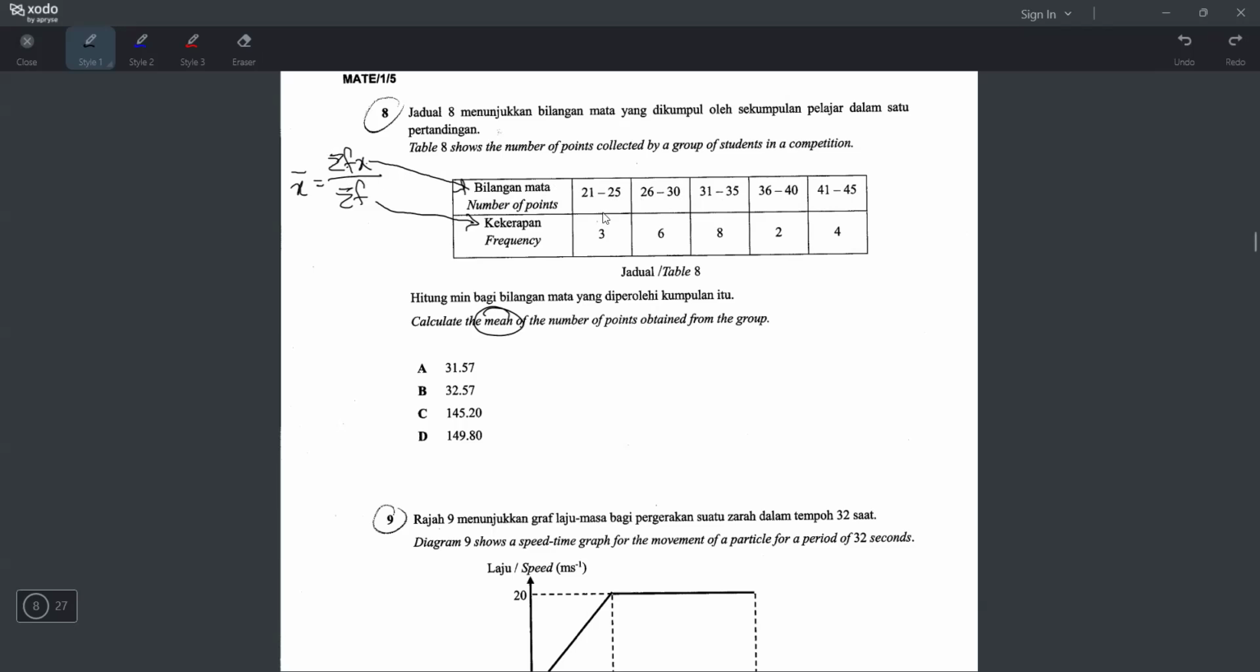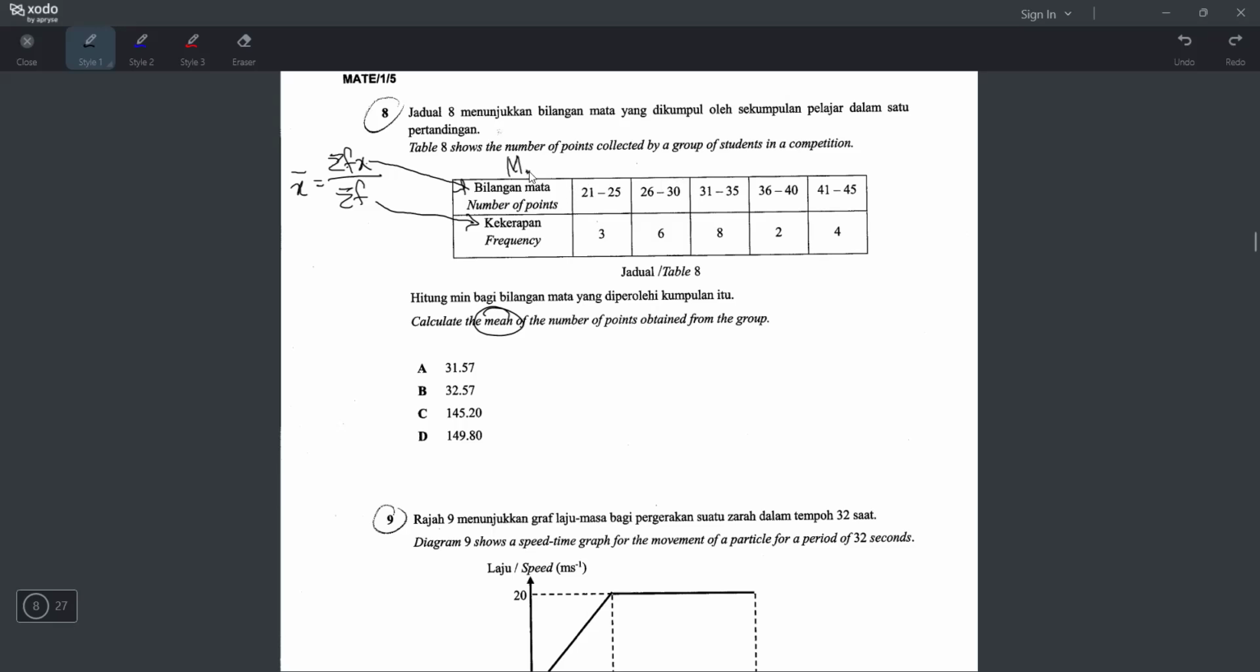So you have to take the sum of frequency multiplied by the number of points, right? But now your number of points is a class, right? So if it's a class, what number will we use to represent the class? We need to choose a number from this class to represent the whole thing. Like you need to choose a wakil, right? You have to choose a number to wakil this class. And what number will we use to wakil?